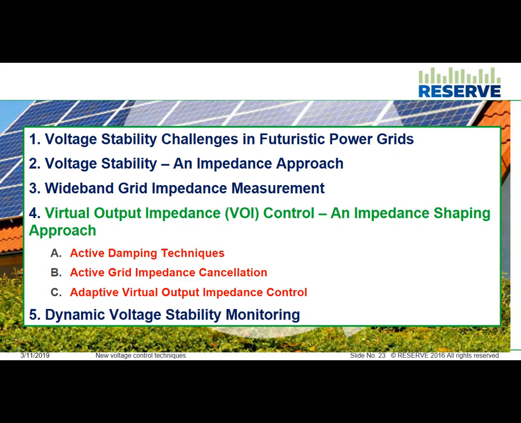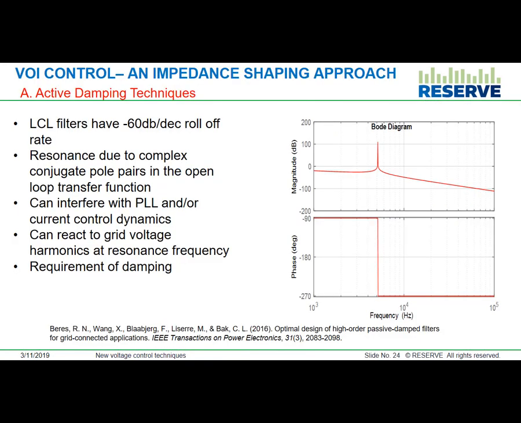Now we'll look at how to use the measured impedance in the control process. I'll just present three approaches to change the impedance. To start with some basics, the LCL filters that the inverters typically use have a resonance frequency, as I showed before. And this has, as I explained, deleterious effects, and can interfere with the dynamics of the control and the PLL when the resonance can shift. So the idea is to damp it.